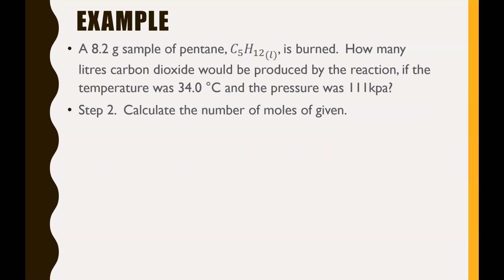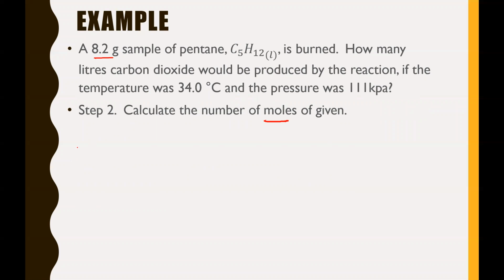Cool. Step 2, calculate the number of moles of given. Well, here's the thing. We know a given temperature and we know a given pressure, but that's not a quantity. That's just a characteristic of the environment you're in. The only quantity we're given is the fact that we have 8.2 grams of pentane. Now, if we're looking for the number of moles of what was given, that is what we have to say is given. To turn grams into moles, you need your molar mass.